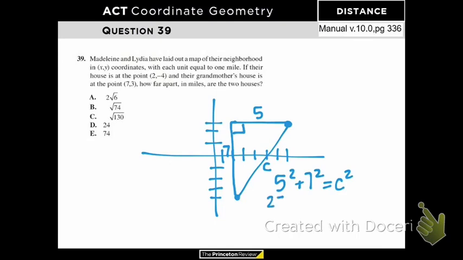So I'm going to have 25 plus 49 equals c squared. Let's see here, sorry. So then, what is that? 74 equals c squared. Take the square root of both sides, and so I get c, square root of 74.